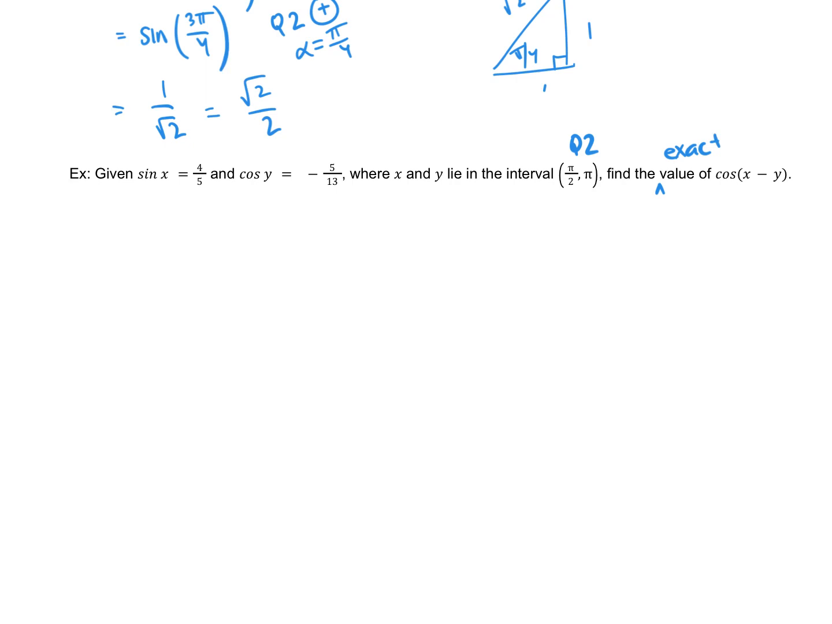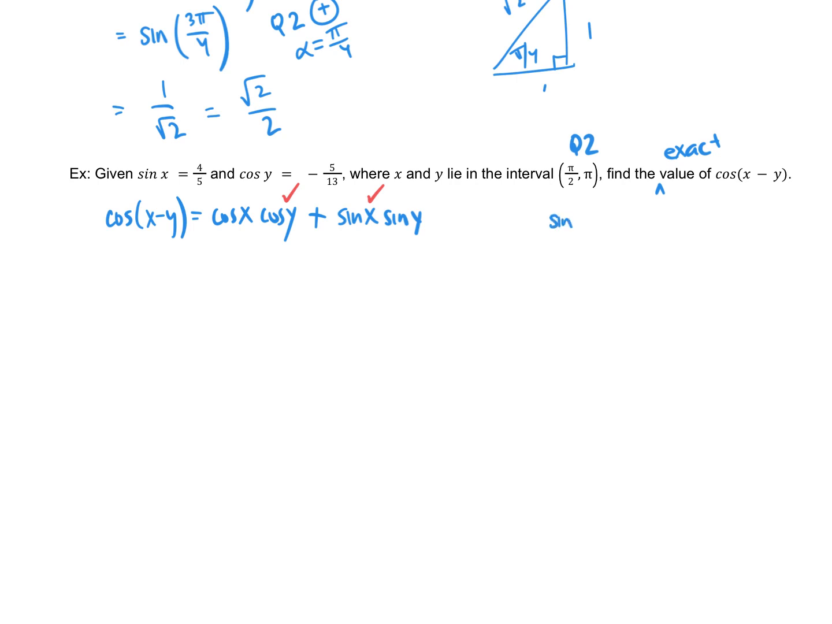I want an exact value, and my end goal is cos x minus y, which means I need to know what cos x and cos y are equal to, and I need to know what sine x and sine y are equal to. Now, based on what was given to us, we know sine x and we know cos y. We don't know cos x and sine y though. However, when we are given a trig ratio, we can always draw a diagram and figure out the missing side of the triangle, whether it's opposite, adjacent, or hypotenuse.